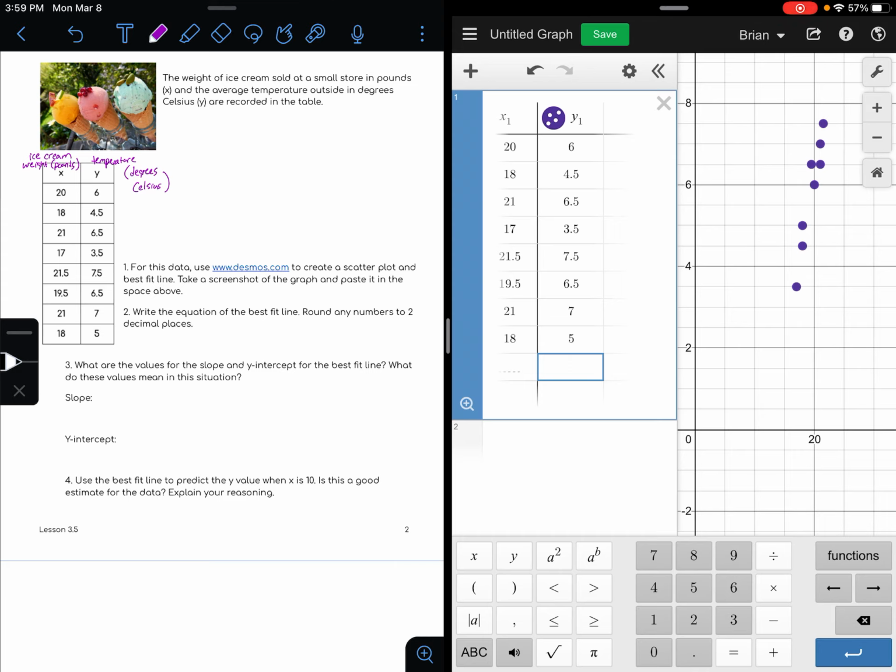And notice those points look pretty linear, pretty steep, although part of that is because of the window, the scale that we have here. The Y scale and the X scale are very different, so we can adjust that if needed. All right, write an equation. Oh, okay, so create a scatter plot and a best fit line.